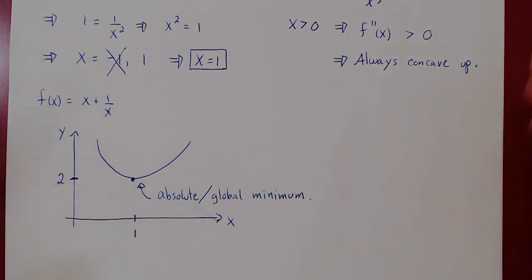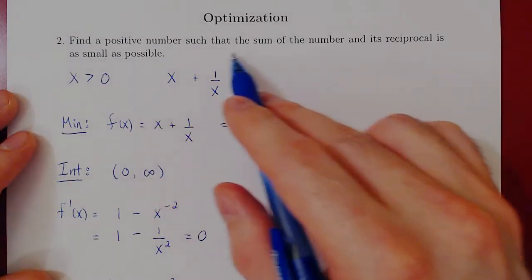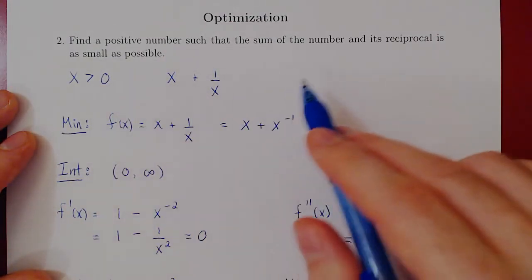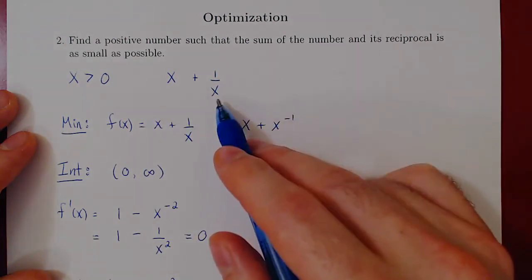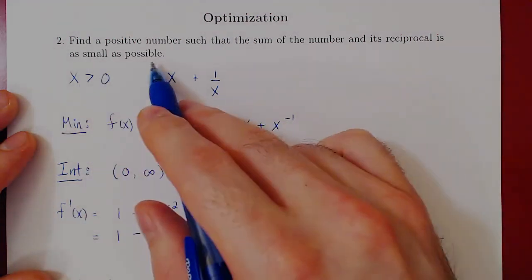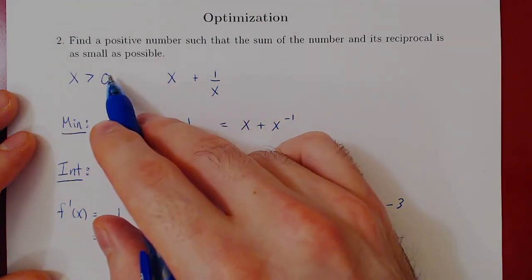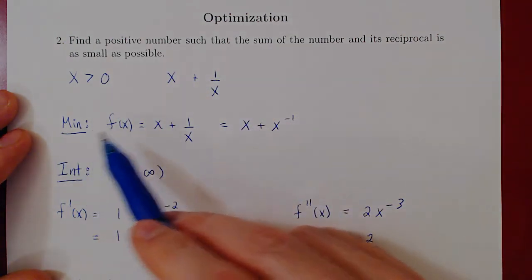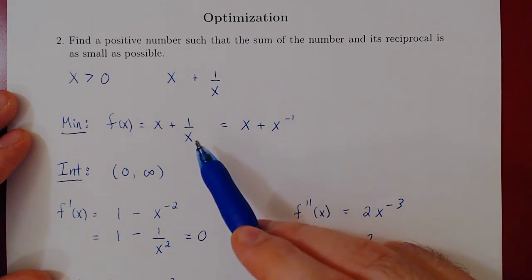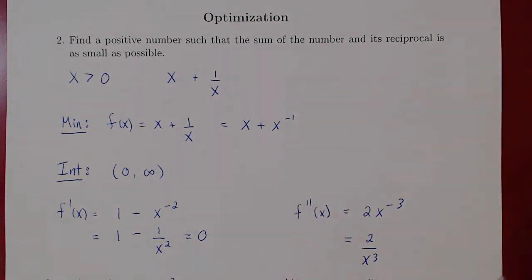And what was the question? If you remember, the question was to find a positive number x such that the sum of the number x plus its reciprocal, 1 over x, is as small as possible. So we were asking for a value of x that is positive so as to minimize this function. So we were trying to minimize the function x plus 1 over x for strictly positive values of x. And now we have just done so.